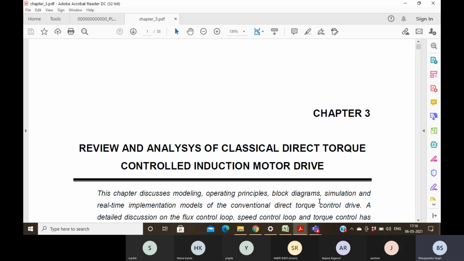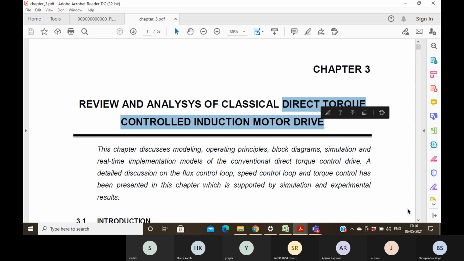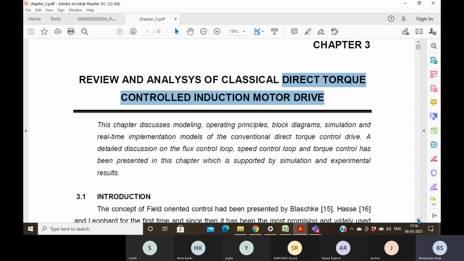As the name suggests, now we are going to see the topic which is direct torque control. Isn't it? Can you see it? Direct torque control. Right.